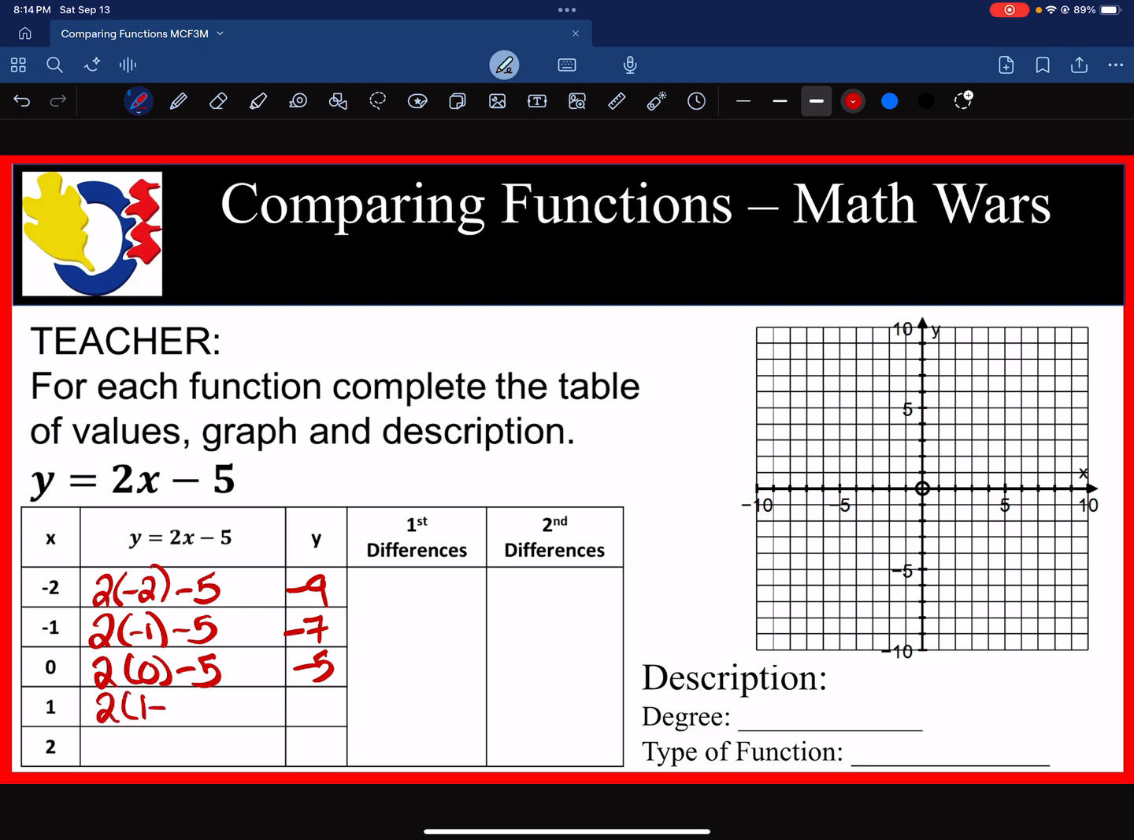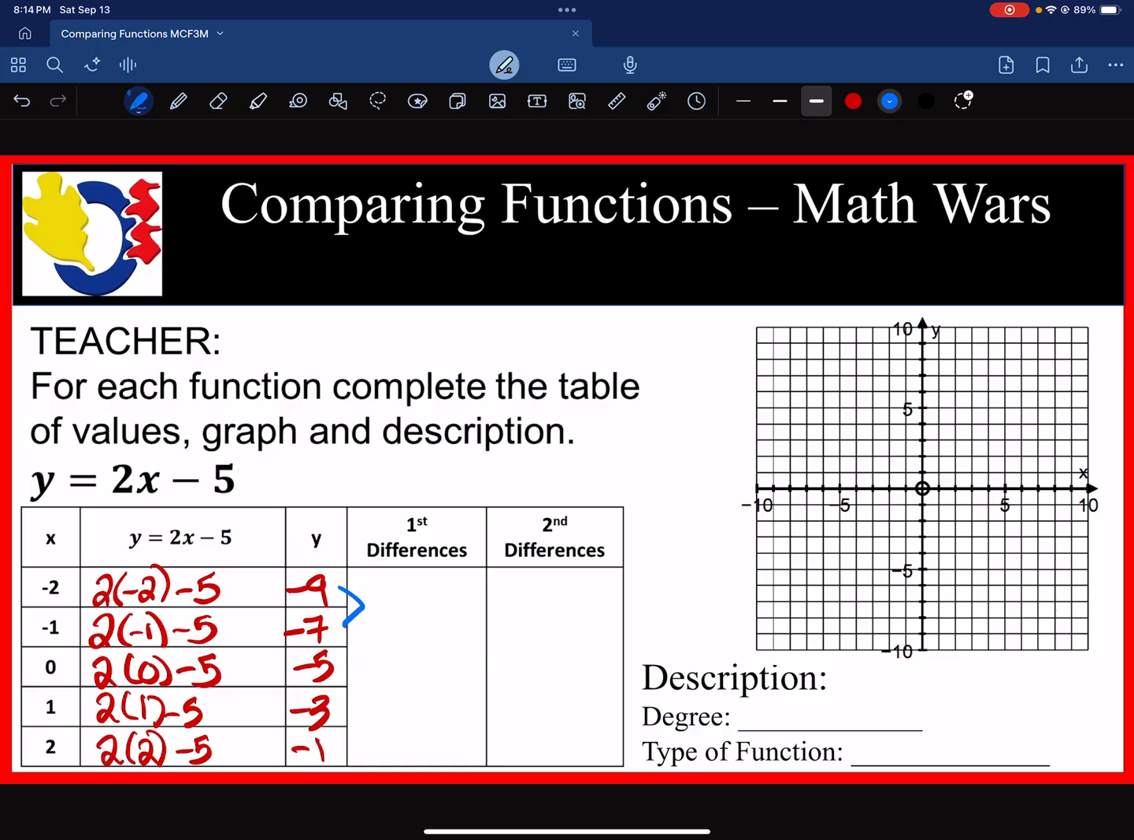2 times 1 minus 5. So that's negative 3. 2 times 2 minus 5. So 4 minus 5 is negative 1. Okay, next we're going to look at the first differences.